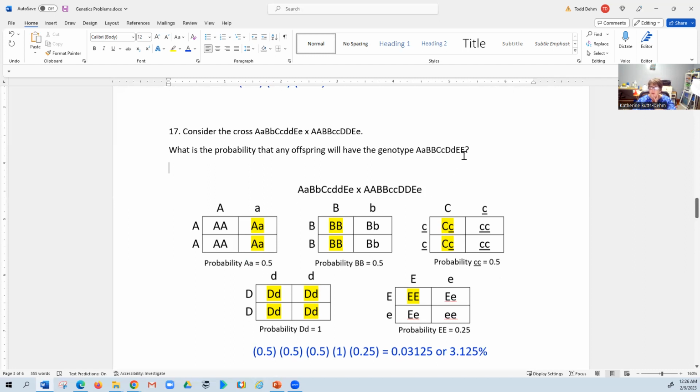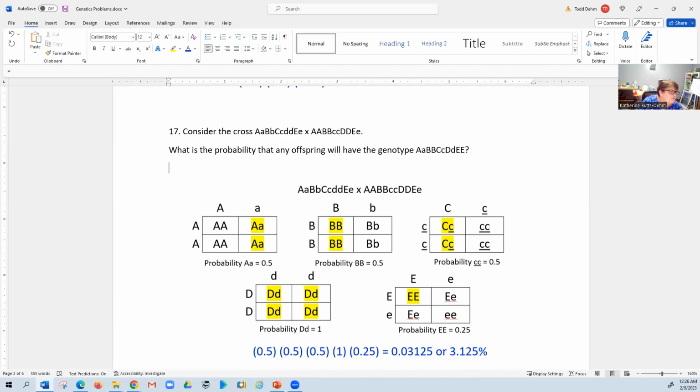And we're looking for 2 big E's. We have a 0.25 probability or 25% chance. So we're going to go 0.5 times 0.5 times 0.5 times 1 times 0.25. And we get that same number again, the 0.03125 or 3.125%. And that's 17.